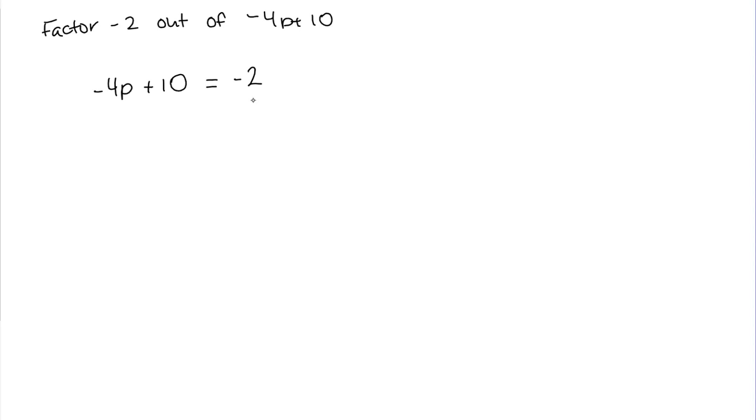Well, we know that a negative times a positive is a negative, so this is going to be a positive number. And we still also need that variable. So if we go negative 2 times 2p, we get negative 4p. Now, let's do the same thing with 10. We have negative 2. What times negative 2 is positive 10? Well, we know that negative 5 times negative 2 is positive 10.